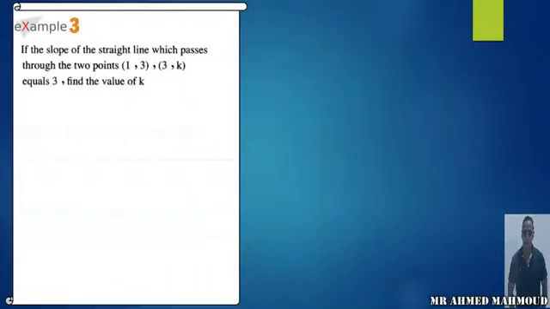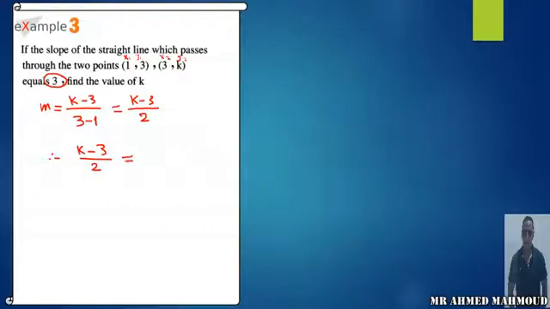Here in example 3, if the slope of the straight line which passes through the 2 points (1, 3) and (3, k) is 3, then find the value of k. Here we have x1, y1, x2, y2. Then m, or the slope, equals k minus 3 over 3 minus 1, which is k minus 3 over 2. Here the slope equals 3. Then k minus 3 over 2 equals 3.